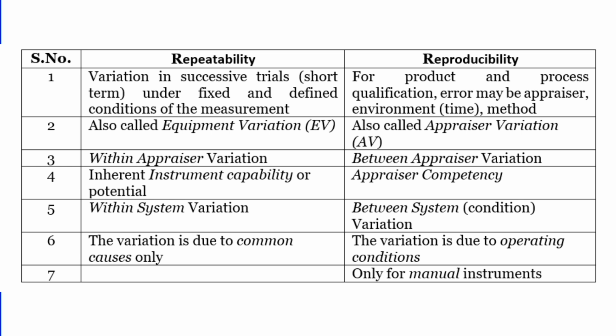In case of repeatability, generally it is called equipment variation, although that is not the right interpretation, but this is what is generally being said. And when we talk about reproducibility, generally it is called the appraiser variation.